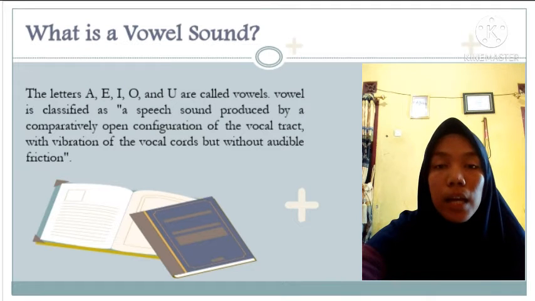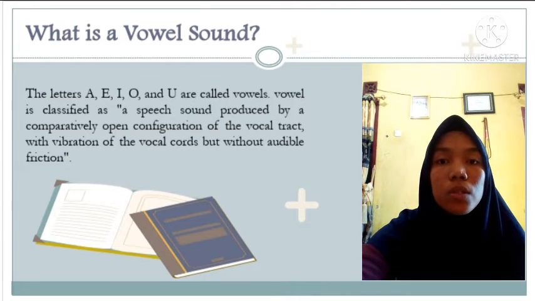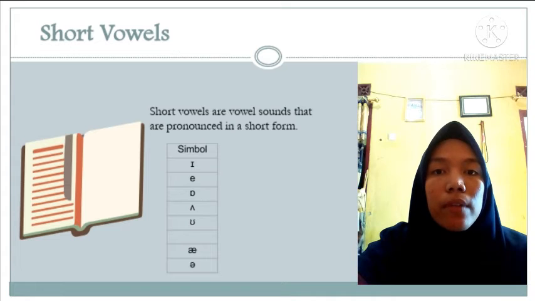The next material, what is the vowel sound? The letters A, E, I, O, and U are called vowels. A vowel is classified as a speech sound produced by a comparatively open configuration of the vocal tract, with vibration of the vocal cords but without audible friction. Two types of vowel sound.